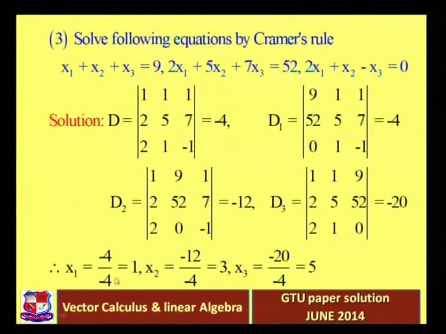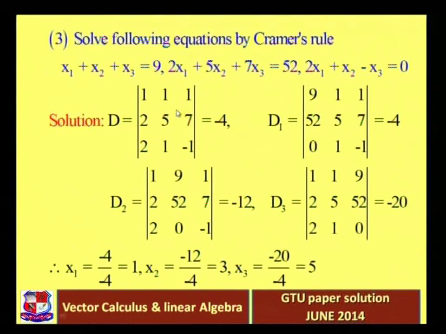If you want to verify whether our solution is correct, put the values of x1, x2, x3 in the three equations. Let's check. 1 plus 3 plus 5, so we get 9. Then 2 into 1 is 2, plus 5 into 3 is 15, 15 plus 2 is 17, plus 7 into 5 is 35. So 35 plus 17, we get 52. And then 2 into 1 is 2, plus 3 into 5 is 15, minus... 2 plus 3 minus 5, that is equal to 0. So our solution is correct. The values of x1, x2, x3 are correct.